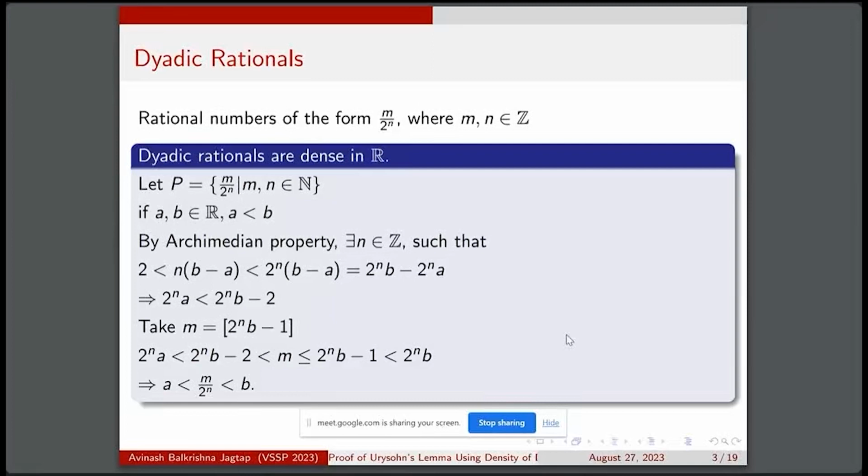to be greater than 2, so that I can find an integer between 2^n a and 2^n b. Suppose we take m equal to the greatest integer function of 2^n b minus 1. Then m will be between 2^n a and 2^n b, so m by 2^n will be between a and b. This says that the dyadic rationals are dense in R.